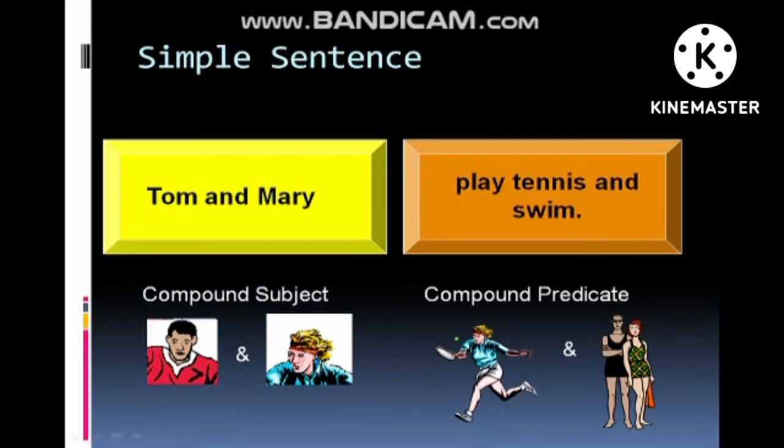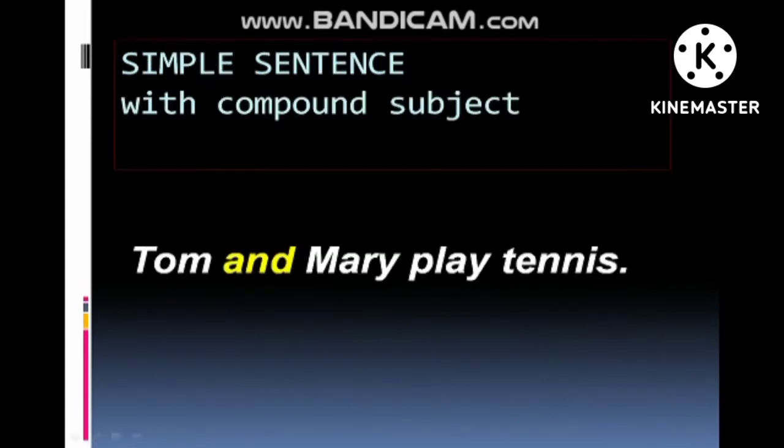Now come to compound subject and compound predicate. Tom and Mary play tennis and swim. Tom and Mary, these are the two subjects. We call it a compound subject. Here we have two verbs. One verb is play, the second verb is swim. So we call it a compound predicate.